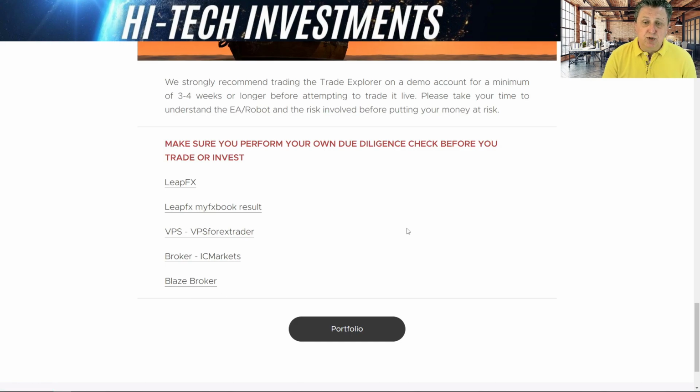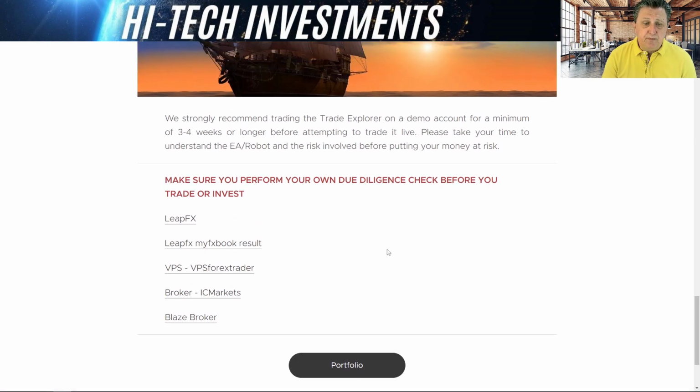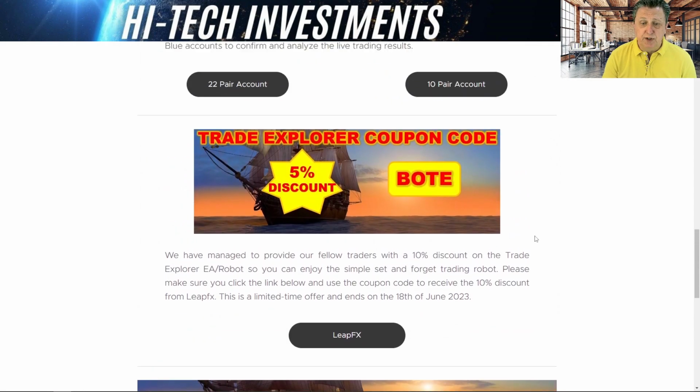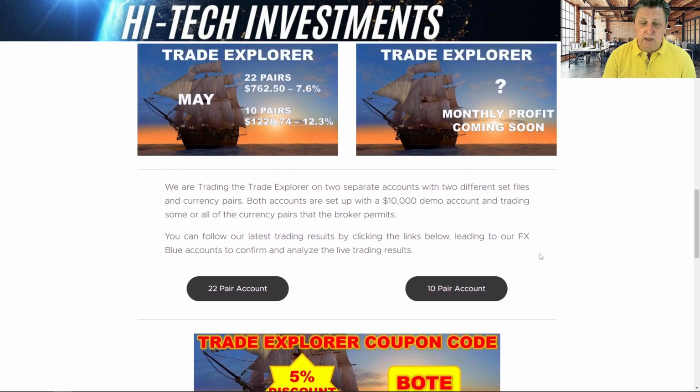You can actually use it on regular accounts, as long as you always start off with the demo account to make sure that everything is working as it should be. And we're going to start off with the more traditional one. We're going to start off with 10 pair accounts. So let's have a look and see what the numbers exactly look like.